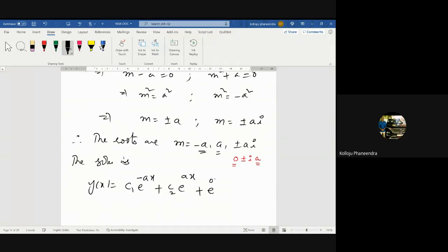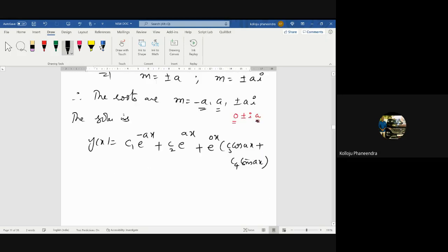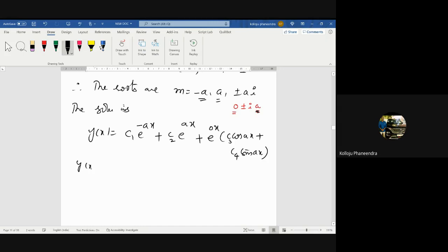Therefore, e to the power of 0x. C1, C2 already over. C3, b value is a here. Cos ax plus C4 sin ax. Therefore, what is the solution finally? C1 e to the power of minus ax, C2 e to the power of ax, C3 cosine ax plus C4 sin ax. This is the final solution.